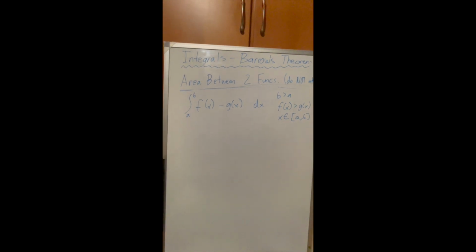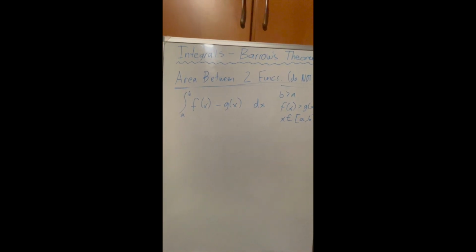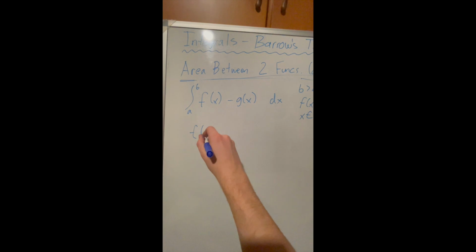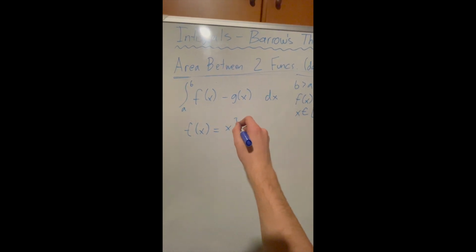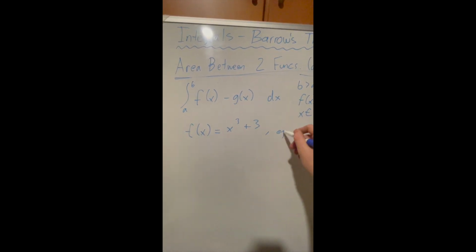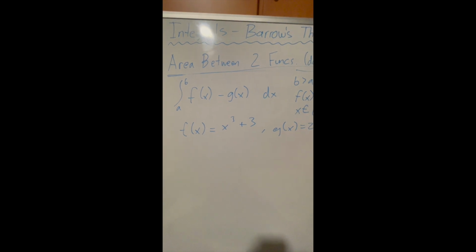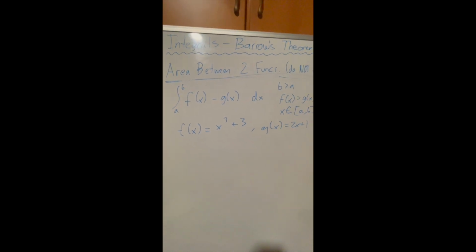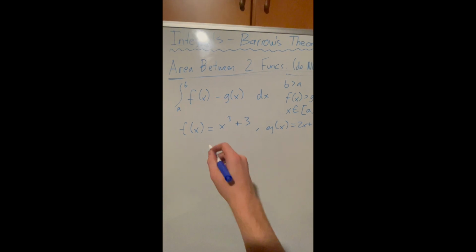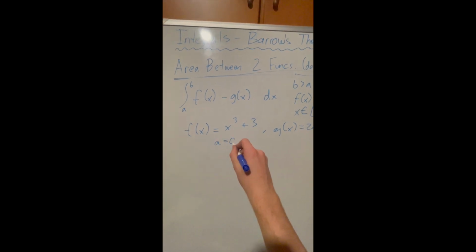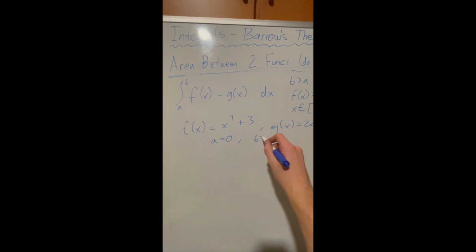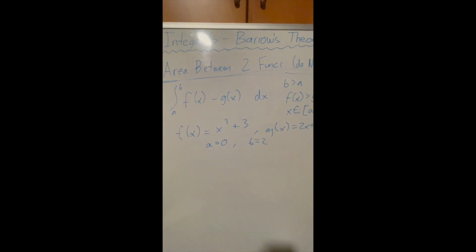Right? So let's write down our first function. F of x is going to be equal to x to the power 3 plus 3, and g of x is going to be equal to 2x plus 1. And we're going to be doing this from a equals 0 to b equals 2.